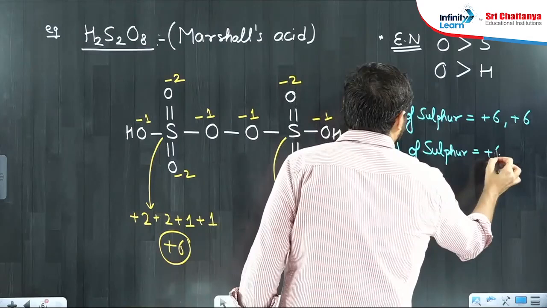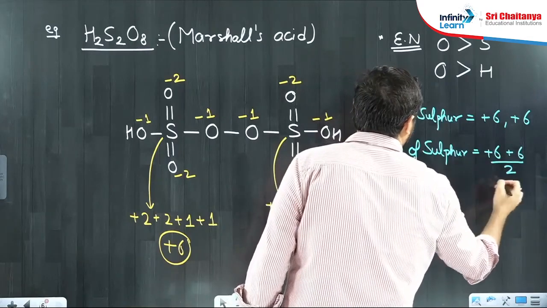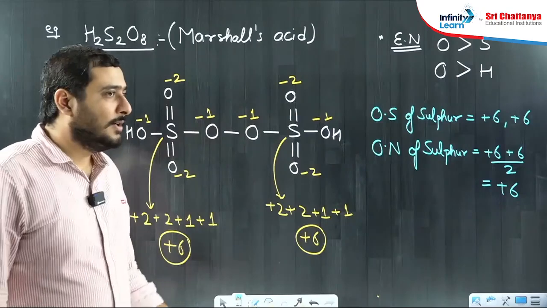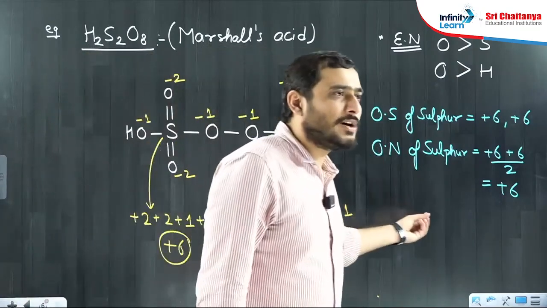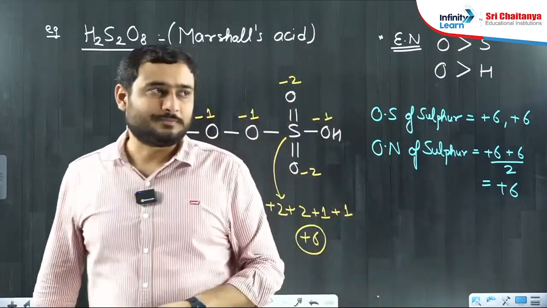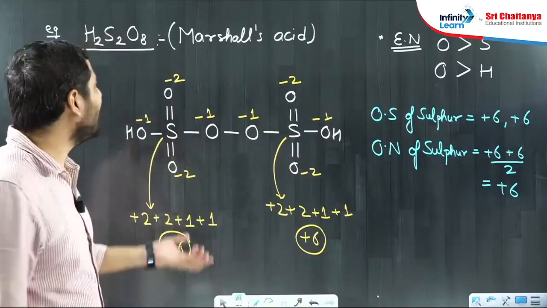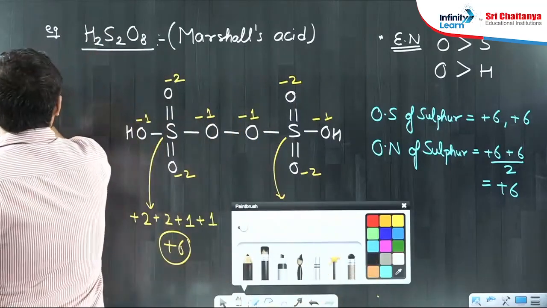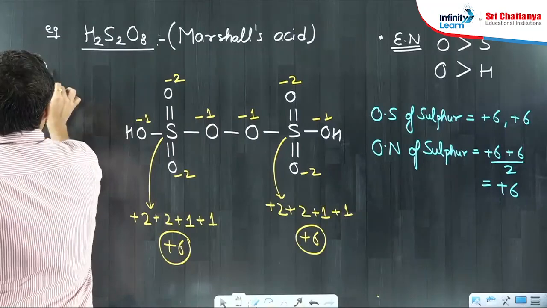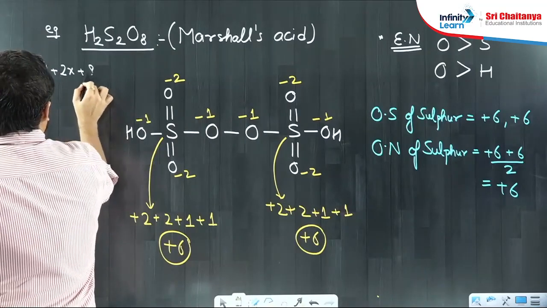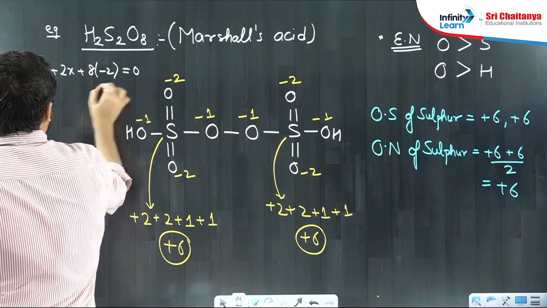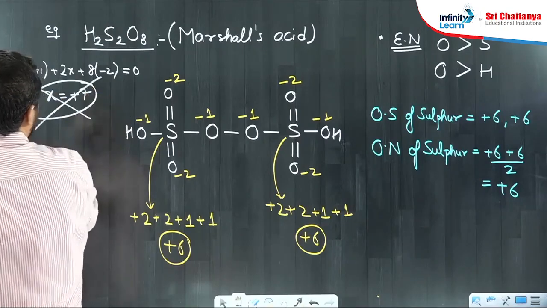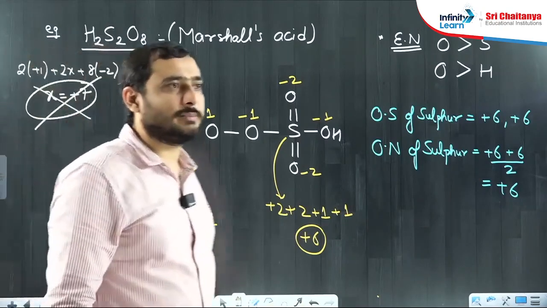Oxidation number is the average, so (+6 + 6) divided by 2. Again, what am I getting here? +6. Now here, oxidation number and oxidation state are both the same. But why are we getting +7 here? If you apply this method, 2 times hydrogen +1, 2 times X, 8 times -2 is equal to 0. So what do you get here? +7, but this +7 is not possible.